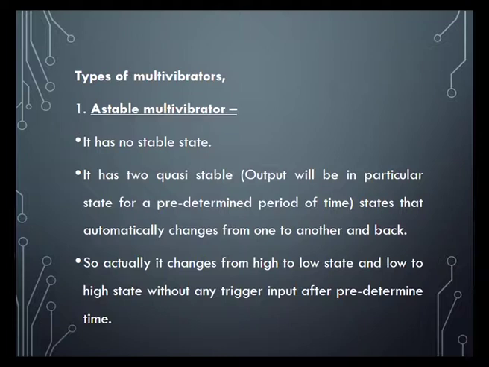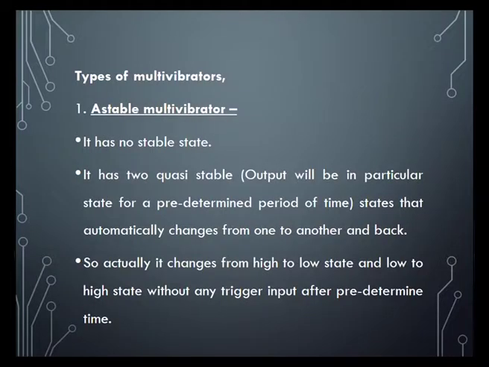When we define it at a particular time, only then will the pulse be generated. This multivibrator does not have any trigger circuits inside. It does not require any trigger input, so it is also called a self-triggering multivibrator. It changes from high to low or low to high for a predetermined period of time. We can get a pulse of high to low or low to high.